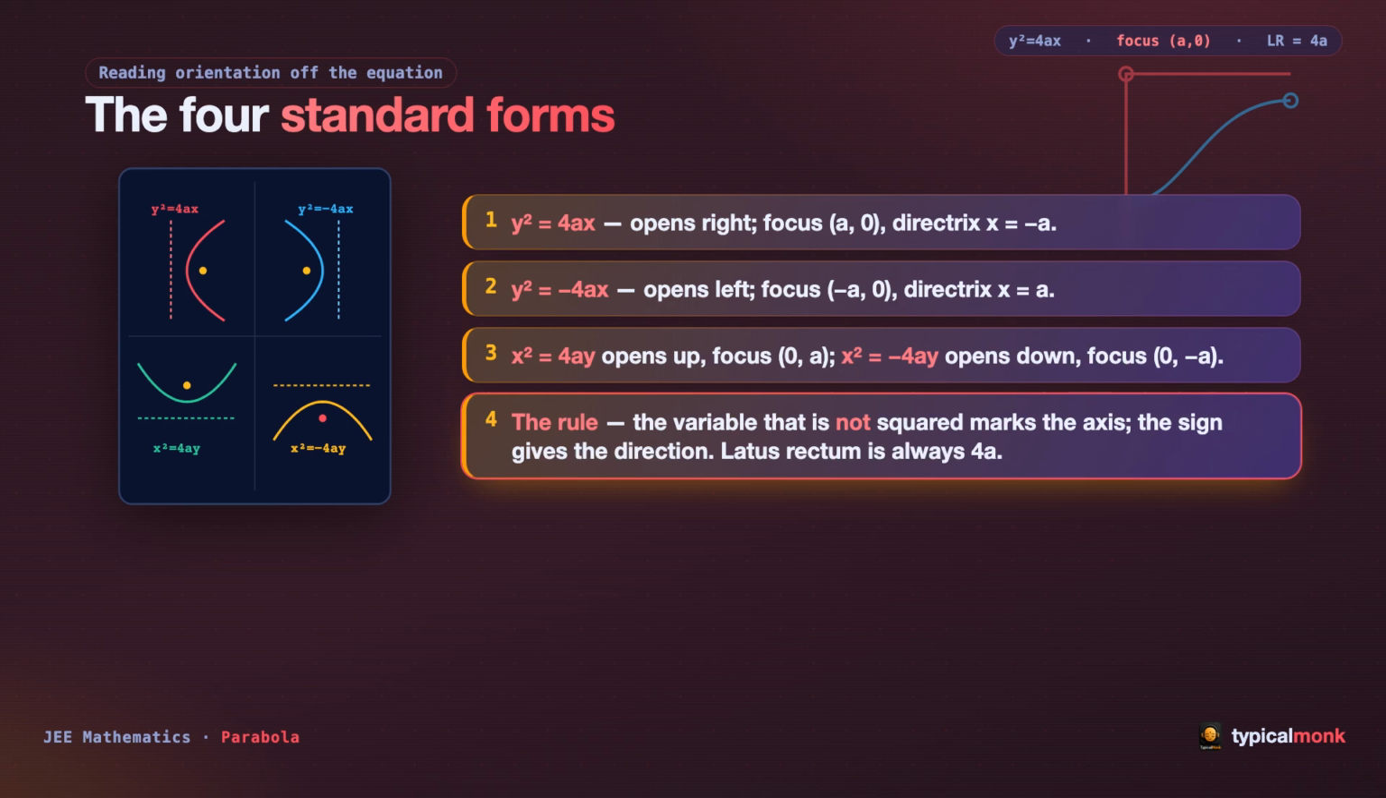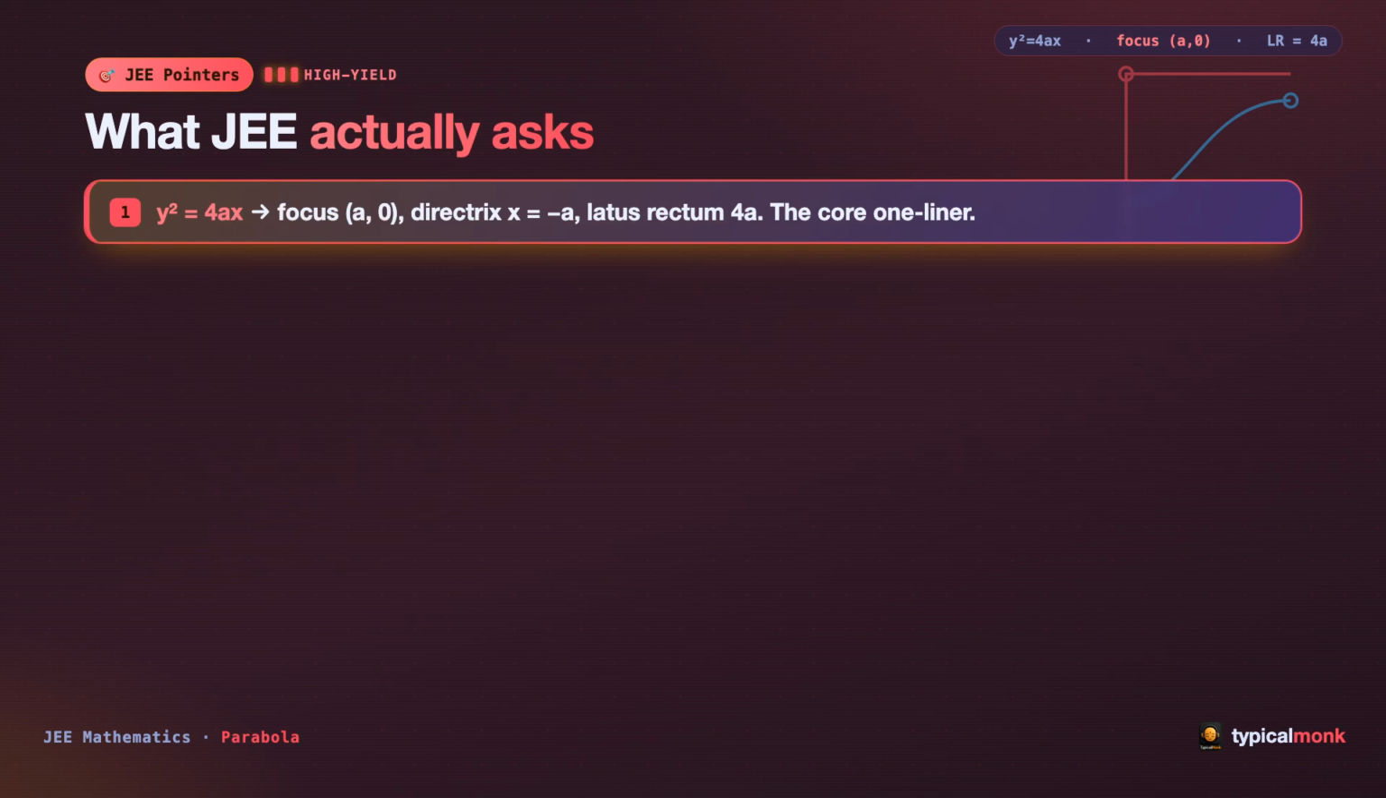And here is the rule that ties them together. The variable that is not squared marks the axis, the sign gives the direction, the parabola opens, and the latus rectum is always 4a. Now what JEE actually asks. 5 pointers. 1. y squared equals 4ax gives focus (a, 0), directrix x equals minus a, and latus rectum 4a. The chord one-liner.